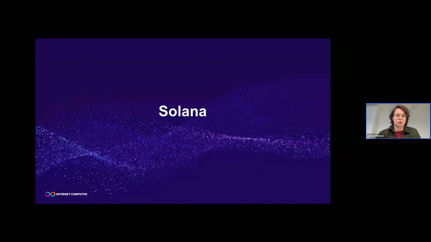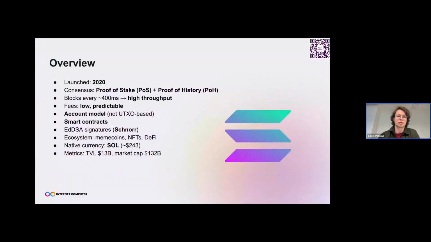So since we're talking about Solana, let's start with a short overview of what Solana is and how it works. And we'll get started right away with some quick facts about Solana. And in the next couple of slides, we'll dig deeper into some of these concepts.